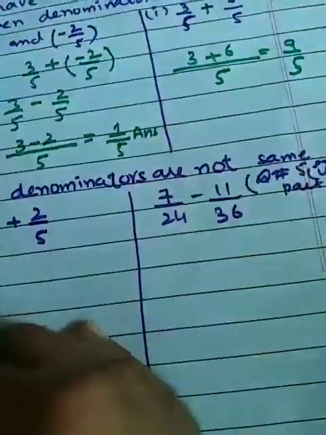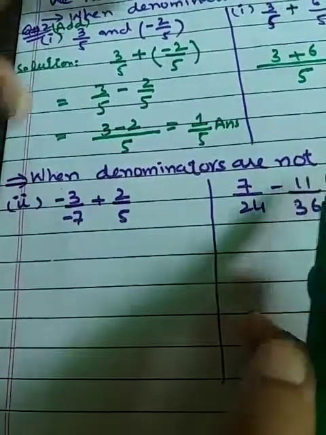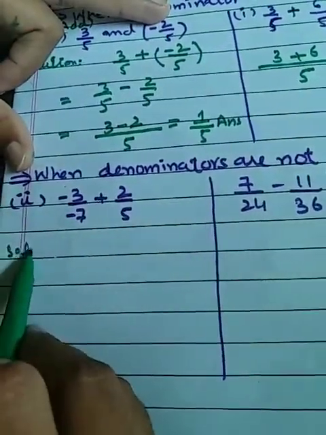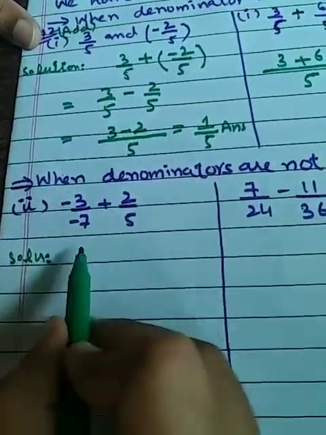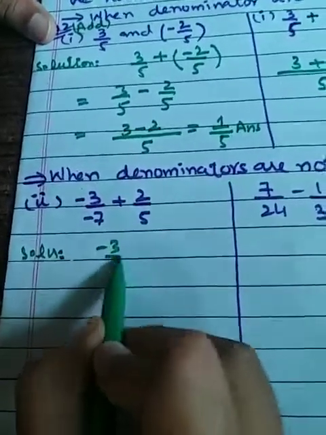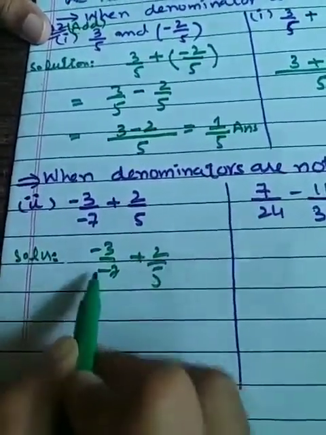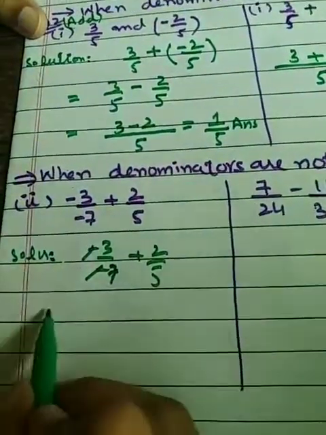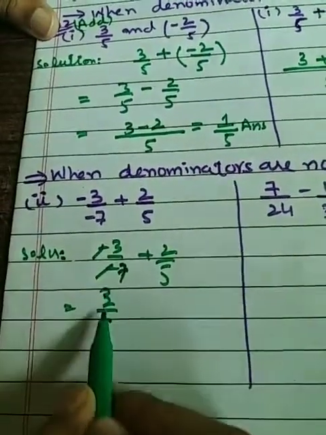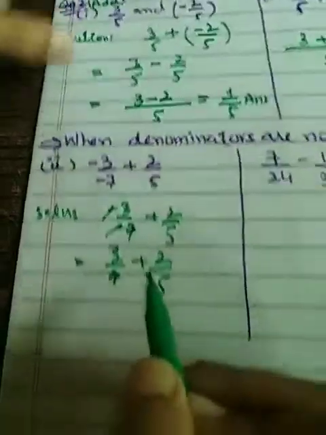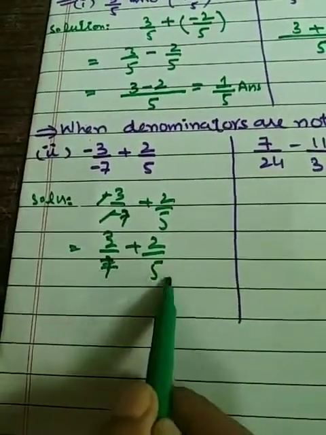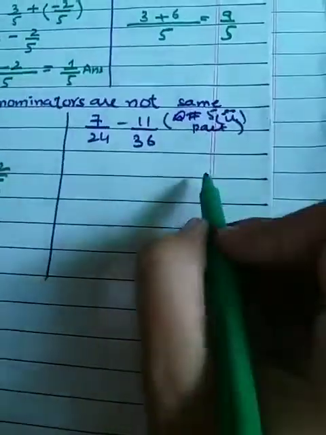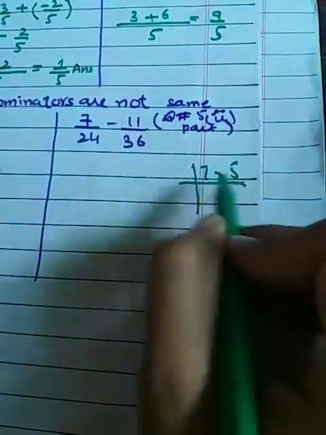Okay, second part, when denominators are not the same. So what you have to do when denominators are not the same, this is part 2 of question number 2. I write over here, just write the question again. Plus 2 by 5, here the negatives cancel out, 3 by 7 plus 2 by 5. Because the denominators are not the same, just take the LCM of 7 and 5. The way of taking the LCM of 7 and 5, you are familiar with that, I know.